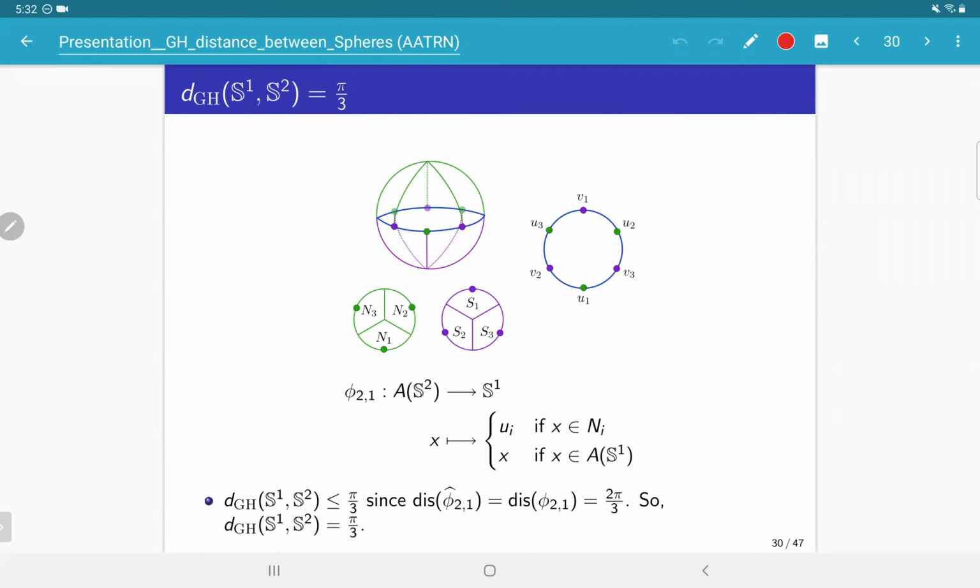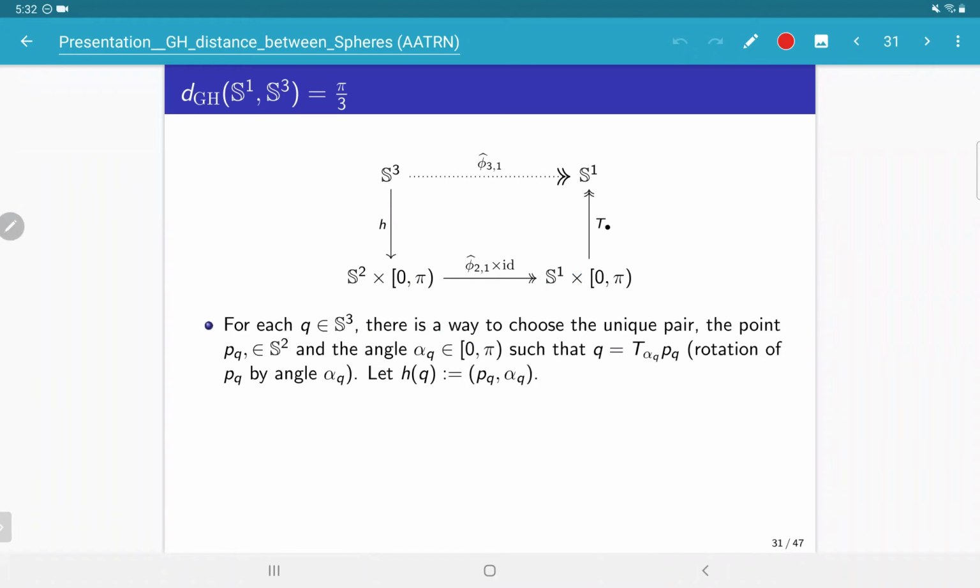Then what we can do is, of course, apply the technical lemma. So we have a map phi hat sub 2, 1, which is a map from the whole S2 to S1. And that will have a distortion exactly equal to 2 pi over 3. And because of that, as we wanted, the Gromov-Hausdorff distance between S1 and S2 is exactly equal to pi over 3. Good? Okay.